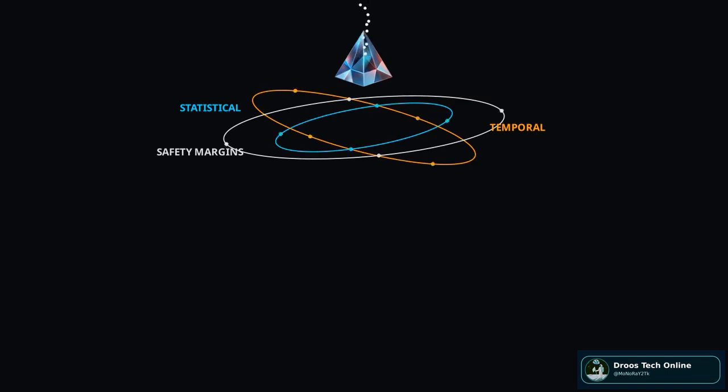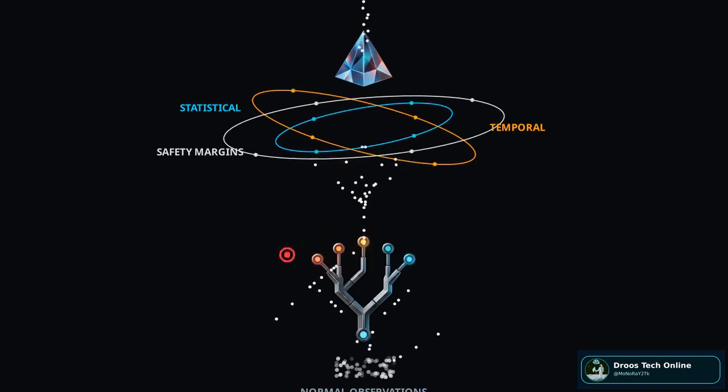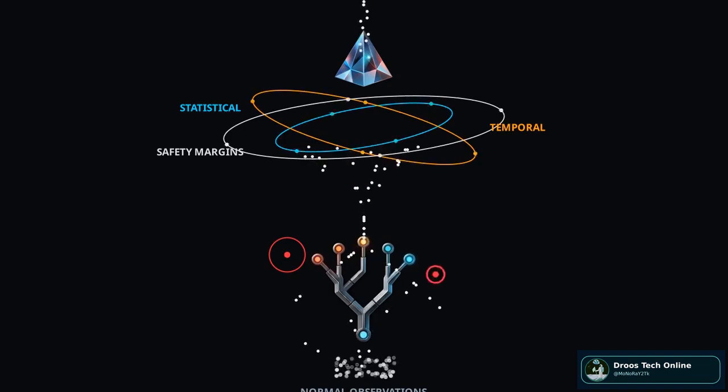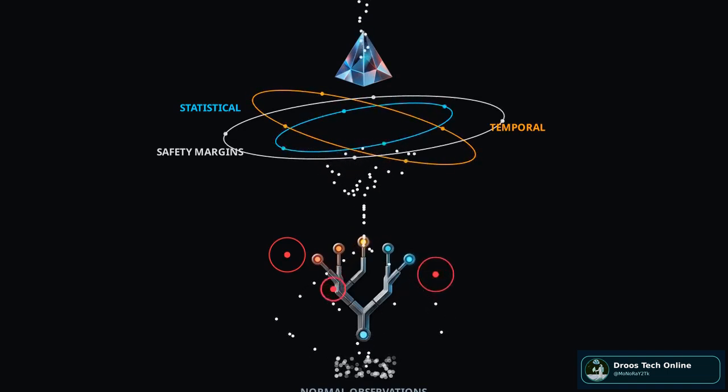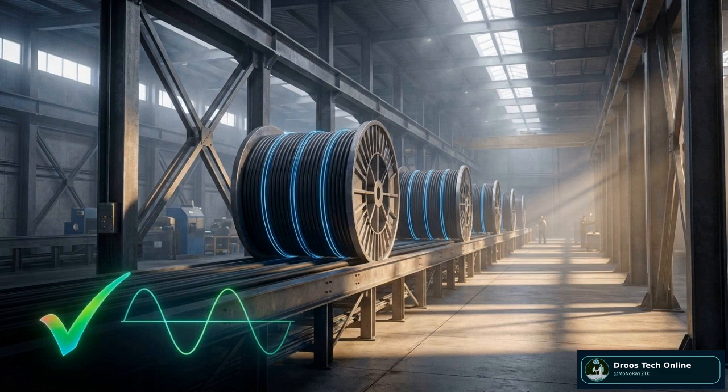This diagram illustrates the feature engineering stage. The AI extracts 3 types of descriptors from the raw data: statistical behavior, temporal evolution, and safety margins. These engineered features are fed into an isolation forest, an unsupervised machine learning algorithm. The isolation forest doesn't search for known errors. It maps the normal data distribution and isolates any observation that requires fewer mathematical steps to separate from the main cluster. It trains exclusively on normal operating conditions.